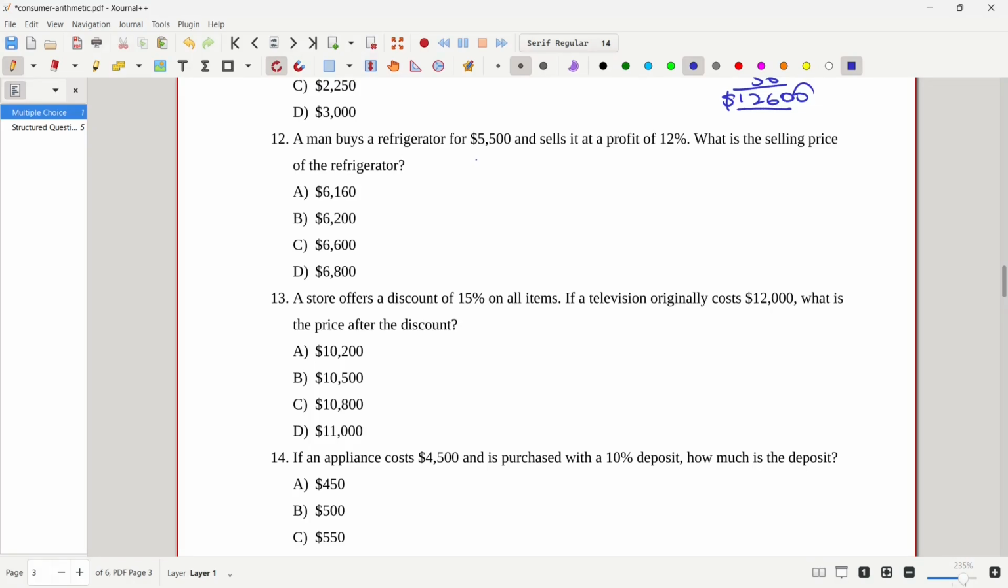A man buys a refrigerator for 5,500 and sells for a profit of 12%. What is the selling price of the refrigerator? So he sells for a profit of 12%. That means he's going to gain the original value plus that 12% of the original value. So he's going to have 112% of the original value in return. So I'm going to just find 112% of 5,500.